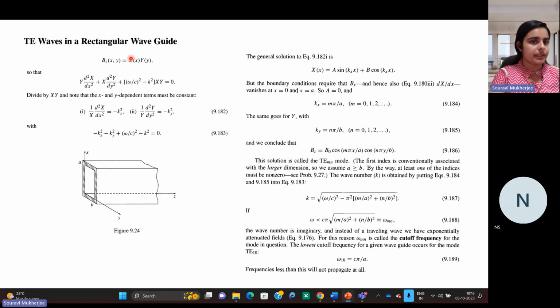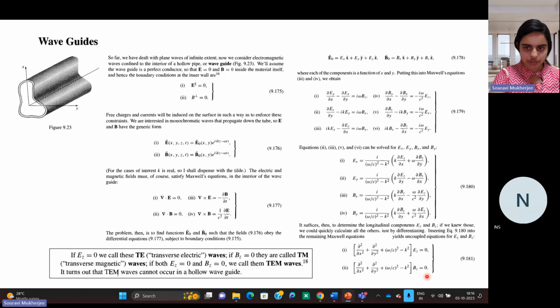So that means you have to find Bz, right? Bz is not known to us. In the general case, what you can consider is that Bz would be a function of x and y, because it's propagating along the z direction, but it can be a function of these variables. The most general thing that we do is write it as a product of functions and then put in the expression. This is the expression that you're using.